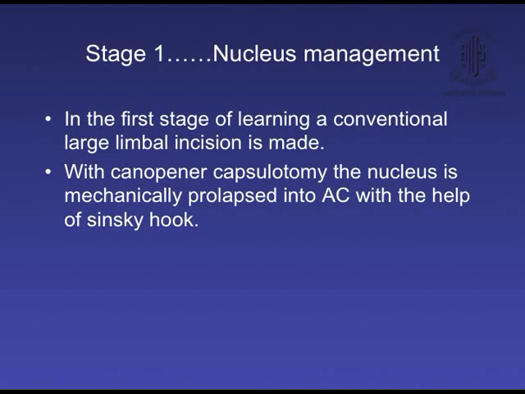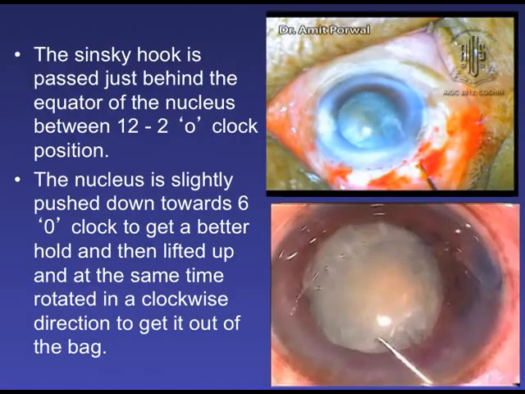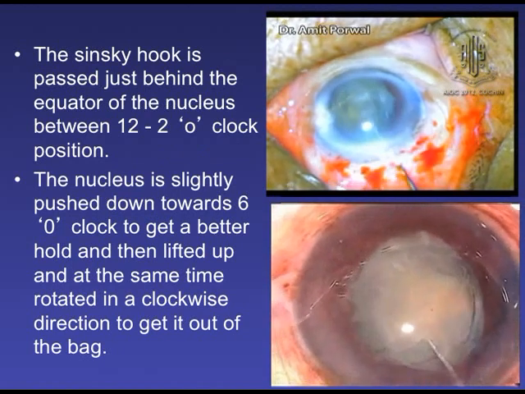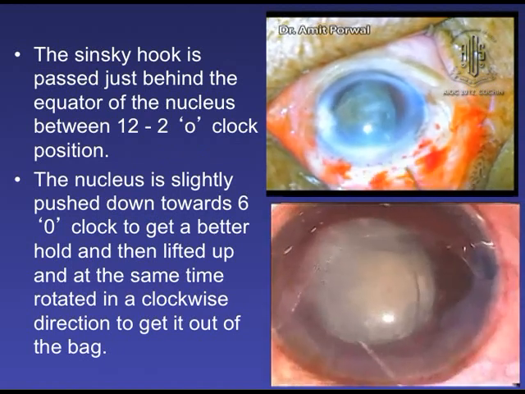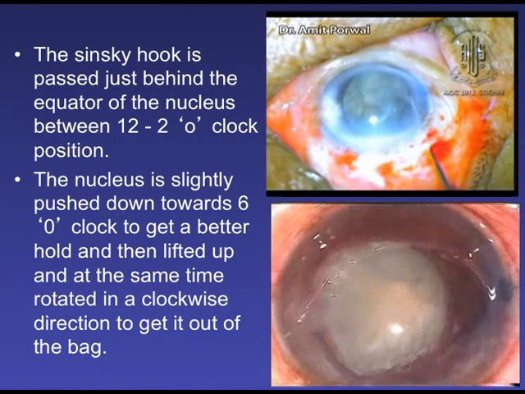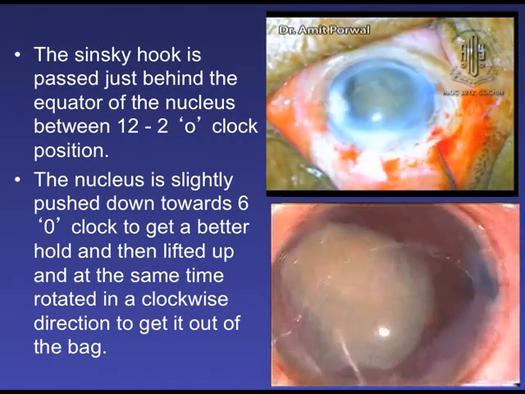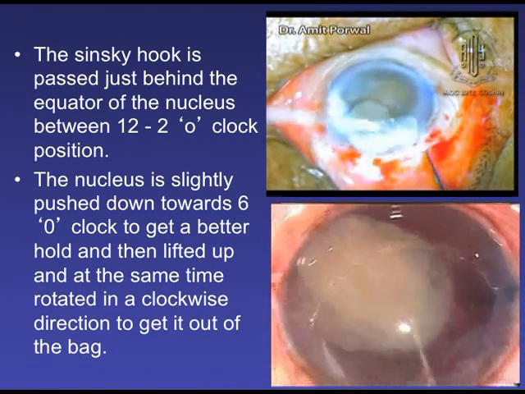In the first stage of learning, a conventional large limbal incision is made. With a can opener capsulotomy, the nucleus is mechanically prolapsed into the anterior chamber with the help of a Sinskey hook. You can see both the videos here. In the one on the top, I am trying to prolapse by placing the Sinskey between 11 and 12 o'clock. And in this video, it was by placing the Sinskey between 10 and 2 o'clock.